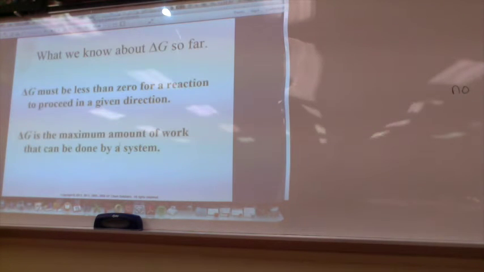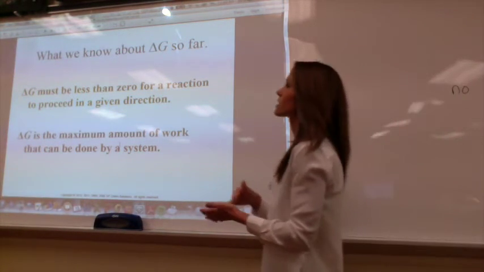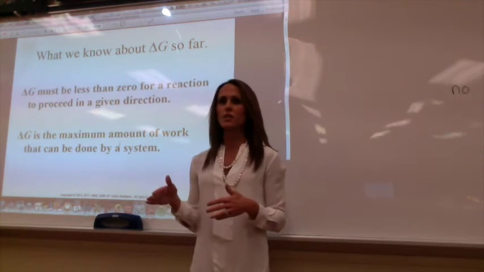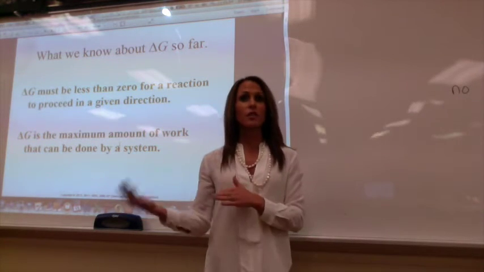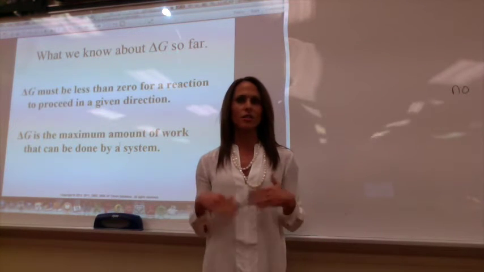So first thing is, what do we know about delta G so far? We know that it has to be less than 0 for a reaction to proceed in a given direction. Now so far, all I've been saying to you is that delta G has to be negative, right? And then the reaction is spontaneous. And you think if the delta G is positive, then nothing happens at all, right? It just sits and does nothing, like it's just not going to occur.